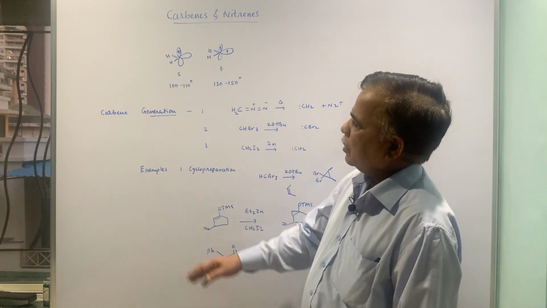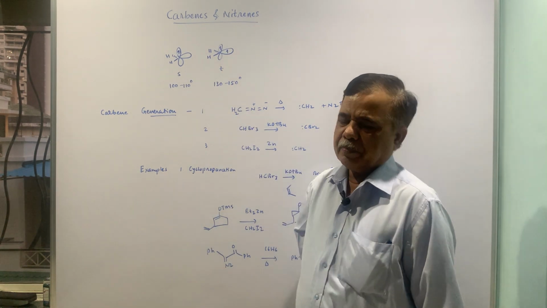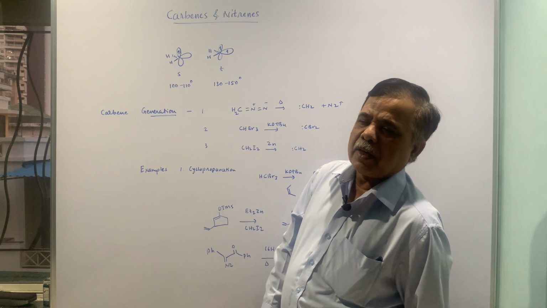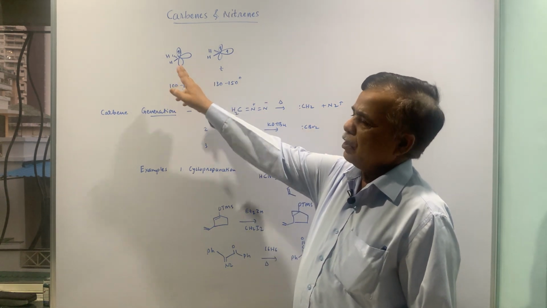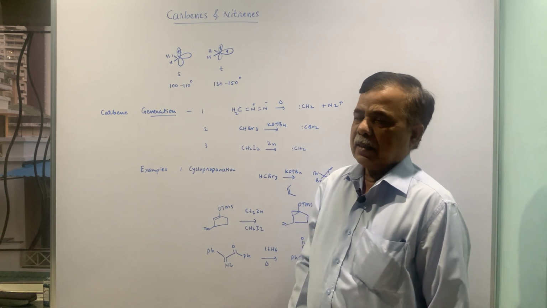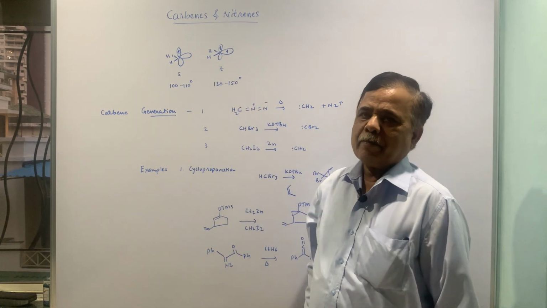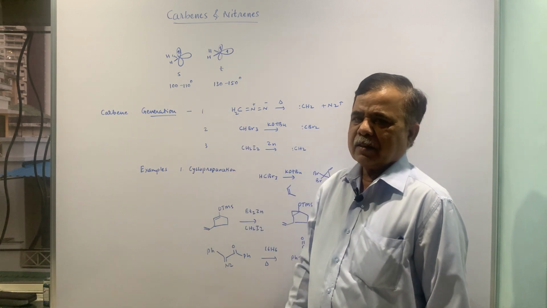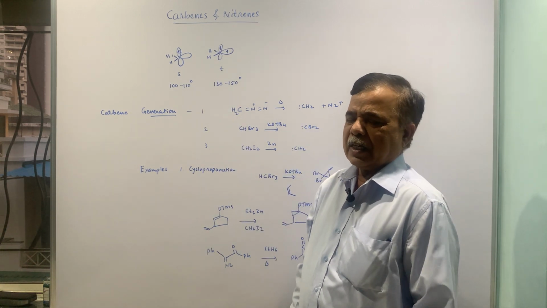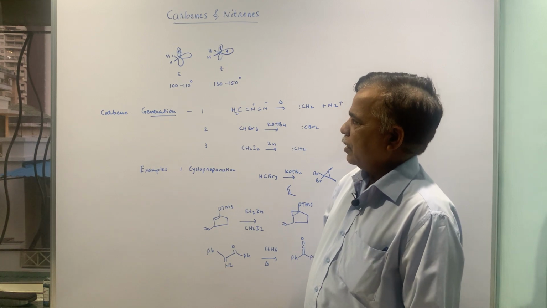Carbenes have two structures, one is triplet, the other one is singlet. Where electrons are paired, that is singlet, and where electrons are unpaired, that is triplet. The dihedral angle is different for them, and of course the reactivity is also different.